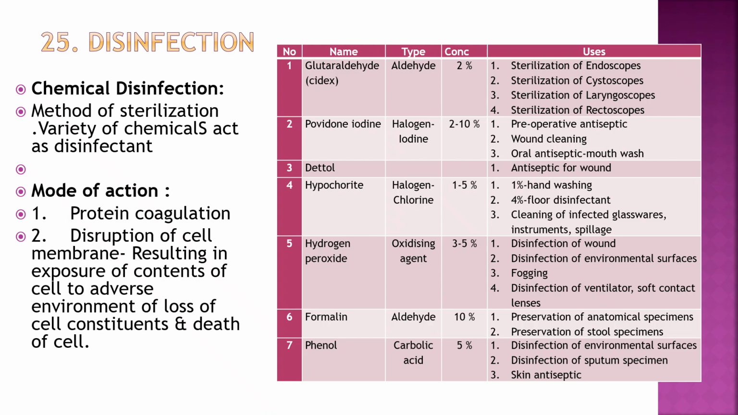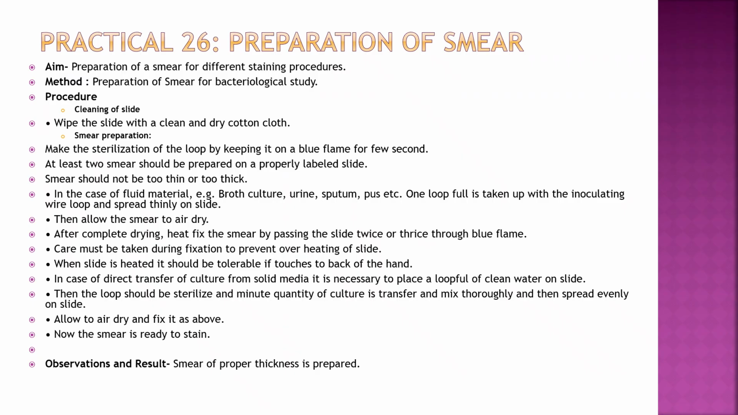Dettol, antiseptic for wound cleaning. Hypochlorite, 1% for hand washing, 4% floor disinfectant, and cleaning of infected glassware and instruments, mainly for HIV. Hydrogen peroxide, oxidizing agent, disinfection of wound and environmental surfaces, ventilators and soft contact lenses. Formalin, aldehyde group, 10%, preservation of anatomical specimens and stool specimen. Phenol, 5%, disinfection of environmental surfaces and disinfection of the sputum.